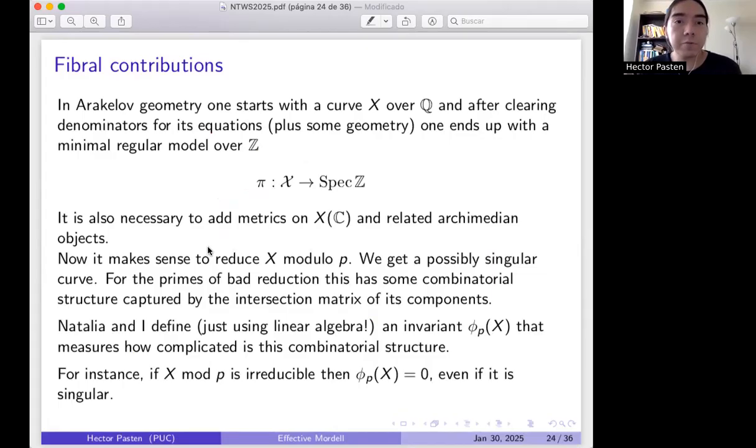In Arakelov geometry, you start with a curve over Q of genus at least 1 if you want. And after clearing the denominators of the equations, plus some algebraic geometry, one ends up with a minimal regular model over the integers. This curly X is going to be a surface in the sense of scheme theory. And this surface is fibered over the prime numbers. It's also necessary to add metrics in the complex points of the curve. That's a different story. And some related Archimedean objects like measures and vector bundles with metrics as well.